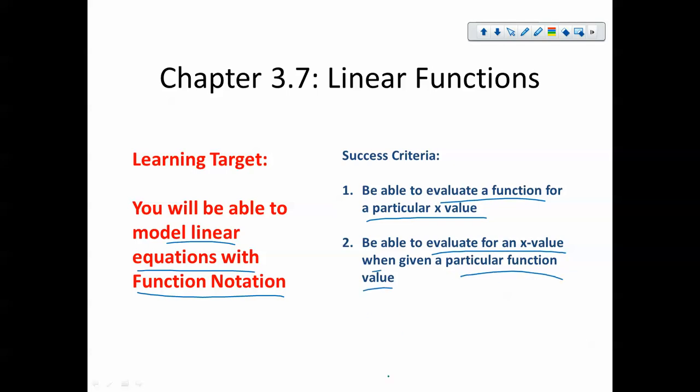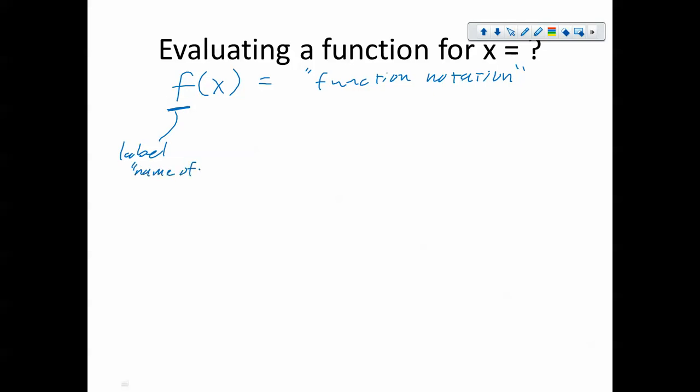Let's just kind of jump right into it here. So, evaluating a function for x equals something. Recall this notation. This is what we call function notation. And this f right here is simply a label. It is the name of the function. This function is named f, right? It's a very new age type name, f, okay?